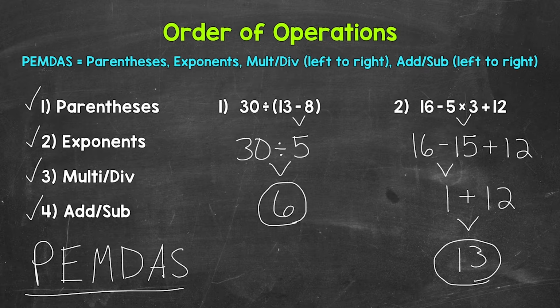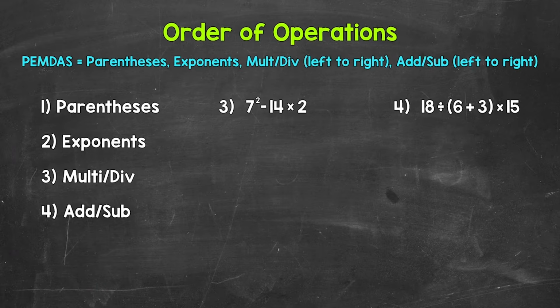Let's move on to numbers 3 and 4. Here are numbers 3 and 4. Let's start with number 3, where we have 7 squared minus 14 times 2. Let's work through the order of operations. Are there any parentheses in this expression? No. So let's move on to exponents. Are there any exponents in this expression? Yes. So let's start there. We have 7 squared, which means 7 times 7. That's 49. Bring down everything we did not use.